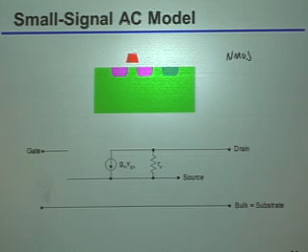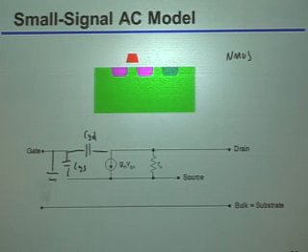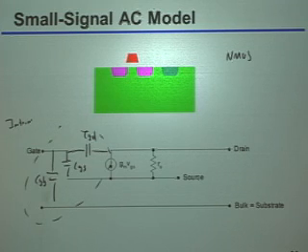Say that again? Gate to drain. Okay, you said that there's a CGD. That's indeed correct. What else? CGS. Okay, good. Anything else? There we go. There's actually a CGB, a gate-to-body capacitor. Okay, so by the way, these are usually referred to as the intrinsic capacitors.